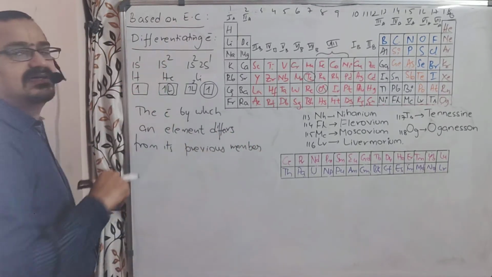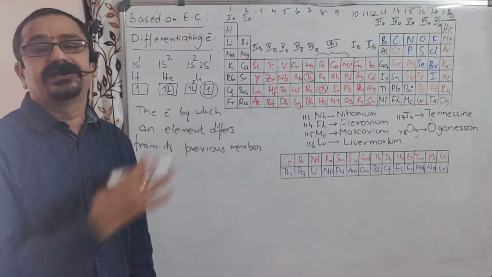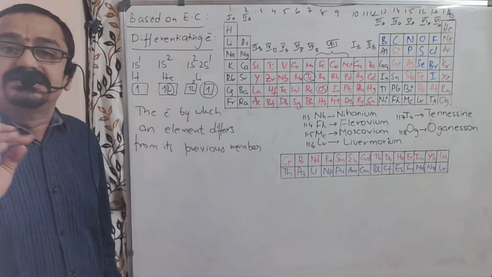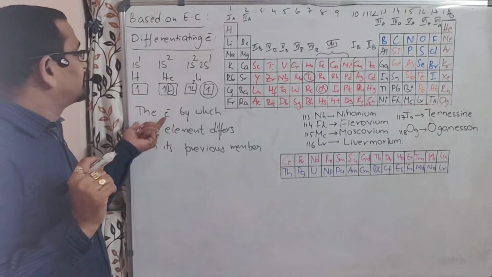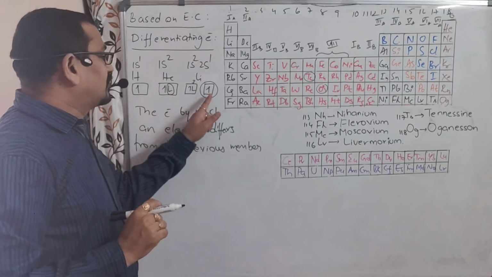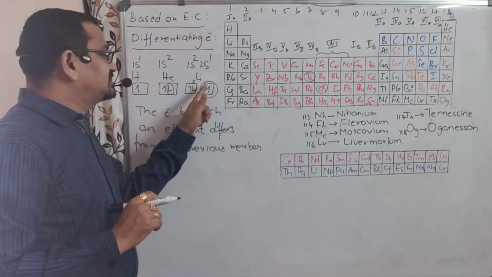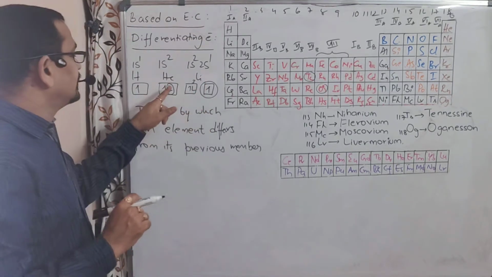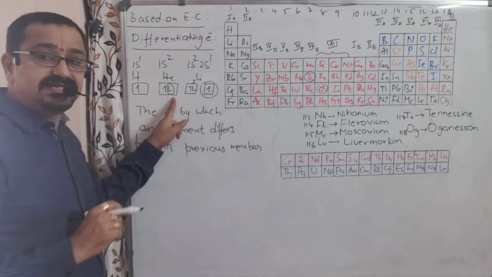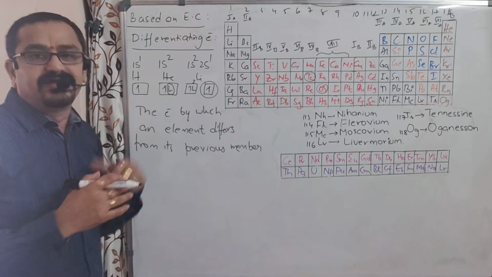The electron by which an element differs from its previous member is called the differentiating electron of that particular element we are studying. So what's the definition of differentiating electron? The electron by which an element differs from its previous member. 2s1 is the differentiating electron of lithium, and the 1s second electron is the differentiating electron of helium, in that way.